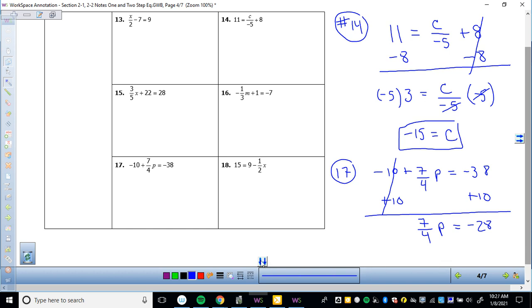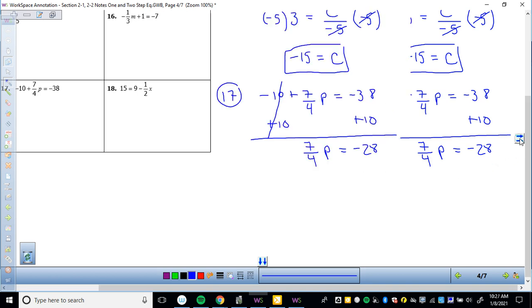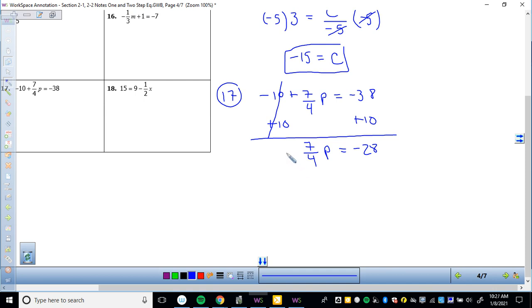All right, Jet, do the two-step on the fraction, please. What do we do next? Clear that fraction. Would you multiply times either 4 or 7? It wouldn't be the 7. You multiply by that denominator. So multiply by 4. Your first instinct was correct. And that gives us 4 over 4, so those 4's cancel. We have a 7p left, and negative 28 times 4 is negative 112.